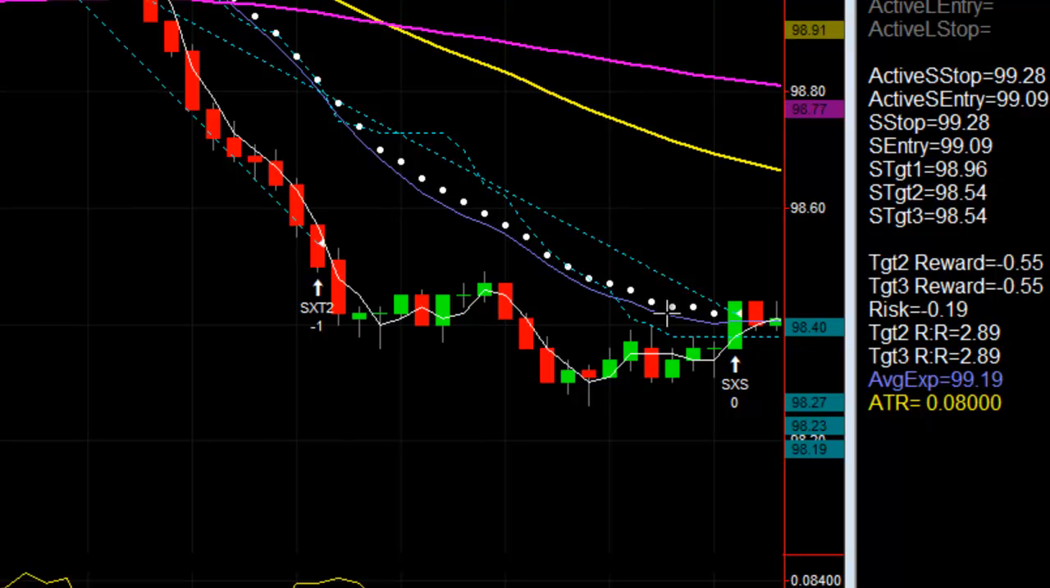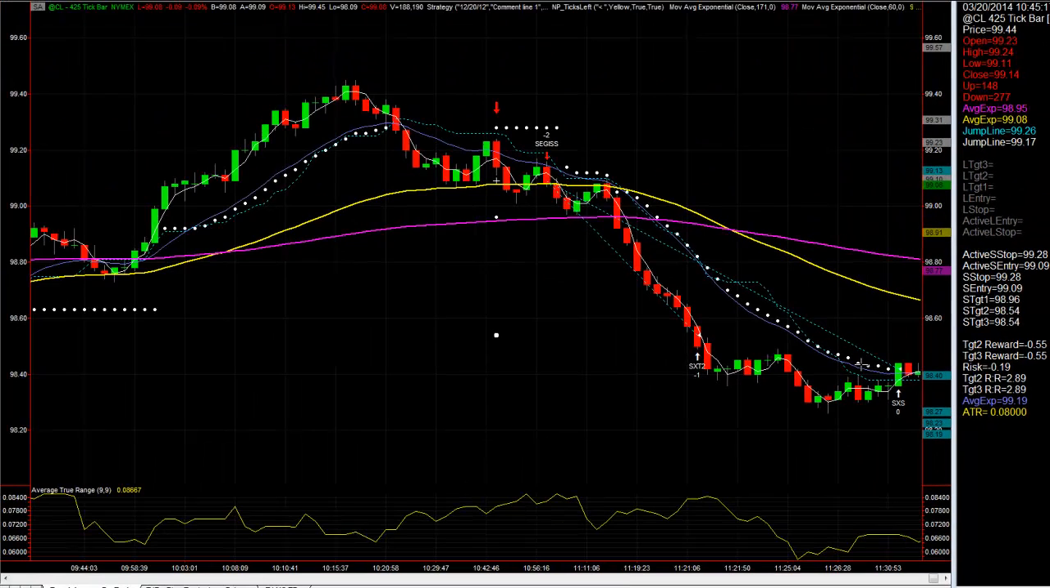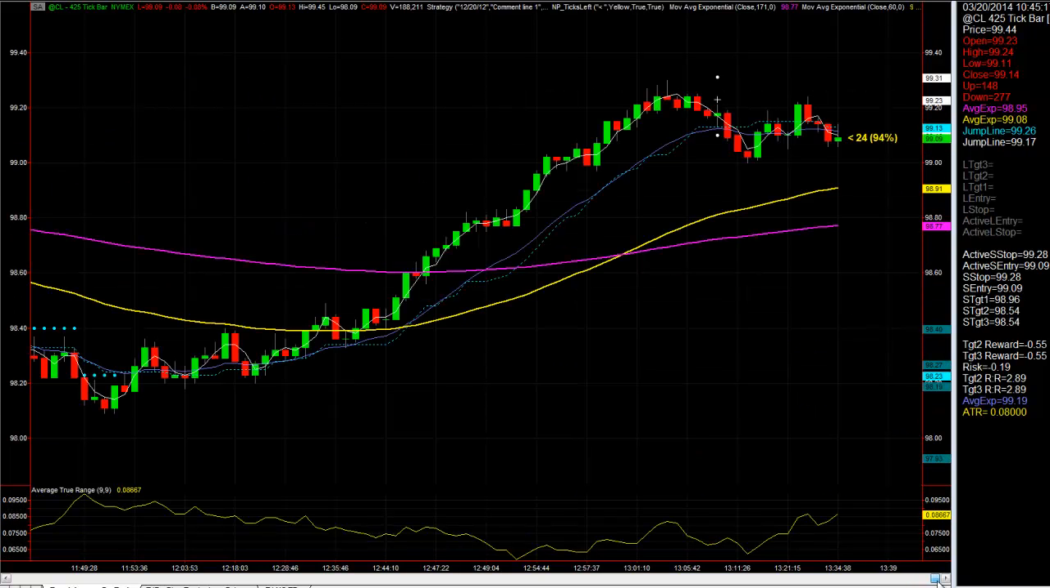And we did even better on the trailer. So that was good for $1.40. And when you add the 2 mini sessions together, winning 2 out of 3 trades, the session made $1.90 today. That's $1,900. Really great.